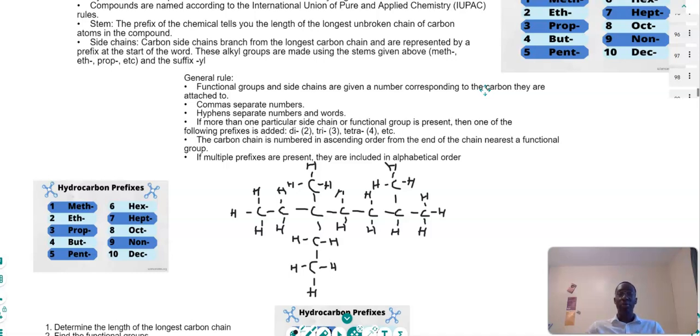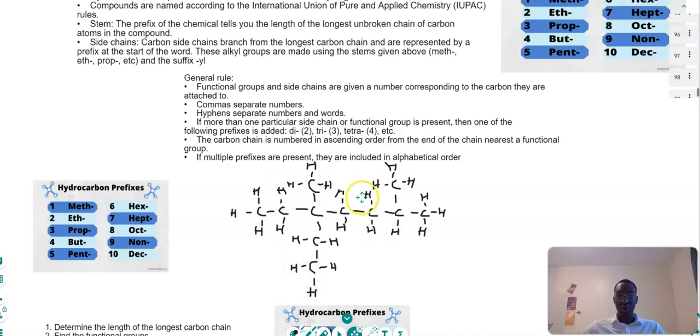And then if you've got multiple prefixes, we always represent them in alphabetical order. So if you've got an ethyl and a methyl in it, you'd write your ethyl first, then your methyl, because E comes before M. So again, we'll go through this worked example just to show you what I mean.